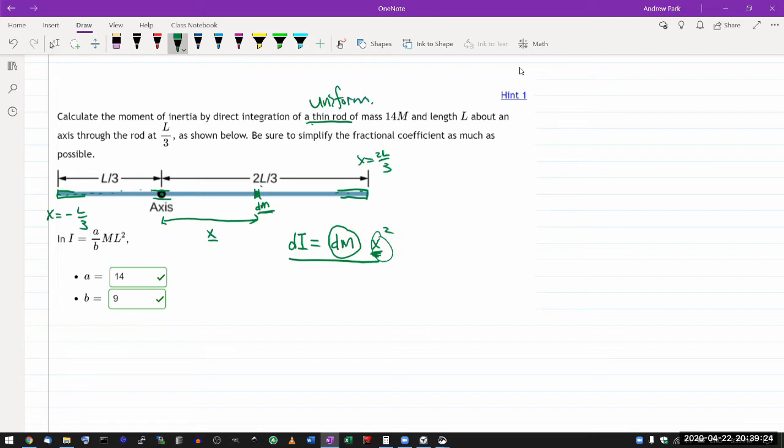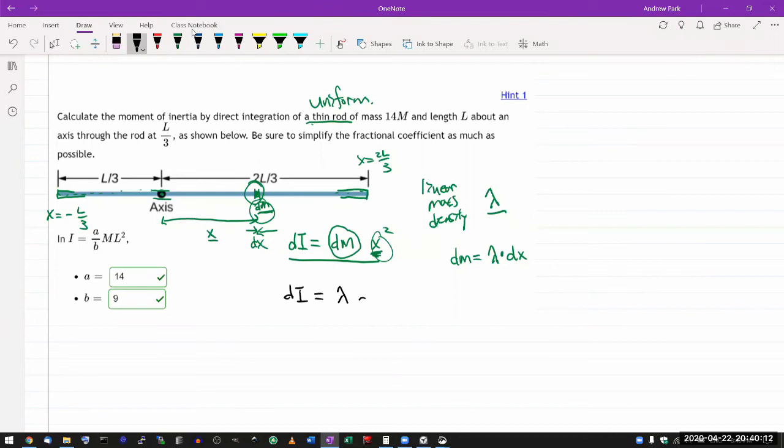So you can associate the amount of mass in that portion with the size of that little piece, dx. If this rod has a linear mass density lambda, then this mass dm can be represented this way: dm will be that density times the small interval dx. Now it's something you recognize as something you can integrate. dI is equal to lambda dx x squared. So you can form an integral in terms of x, and lambda is going to be a constant.